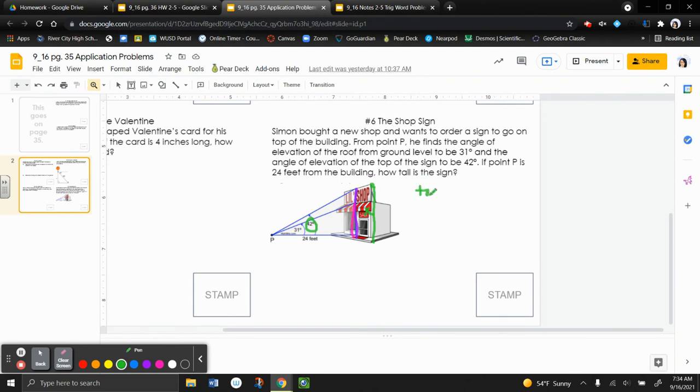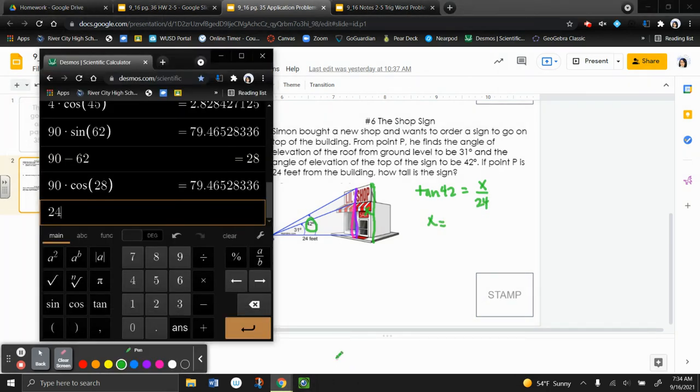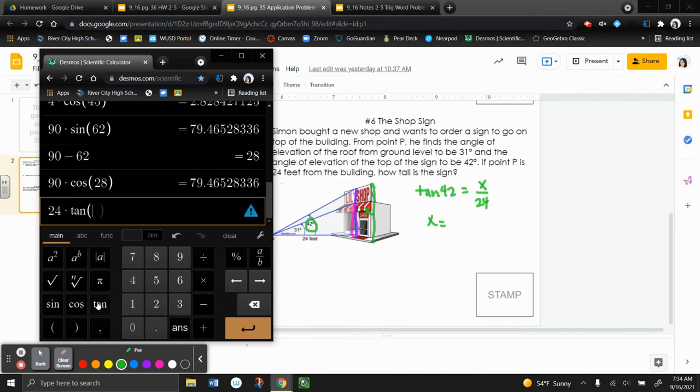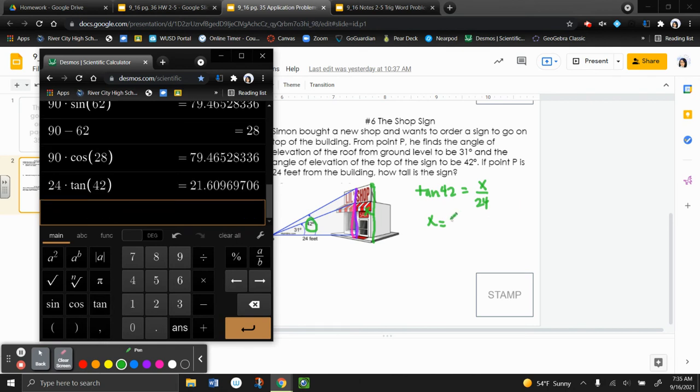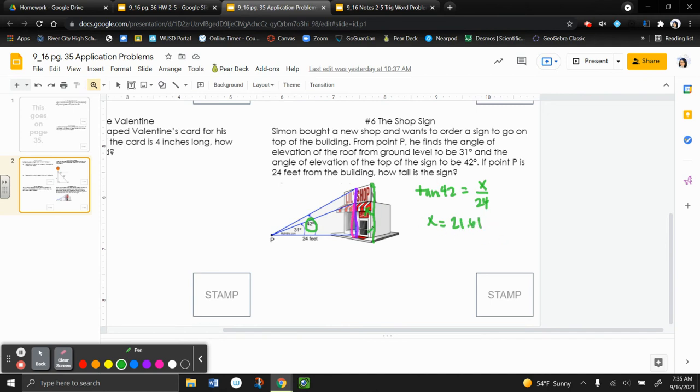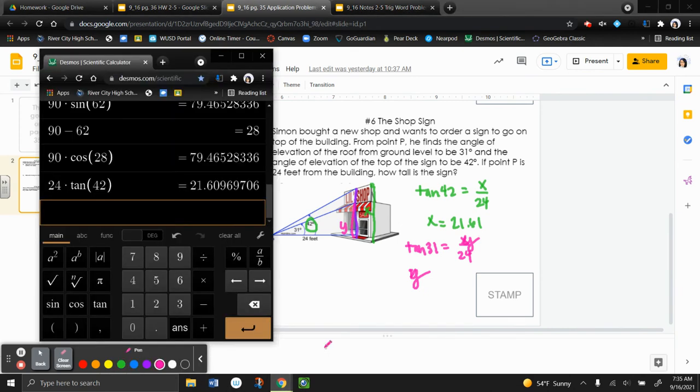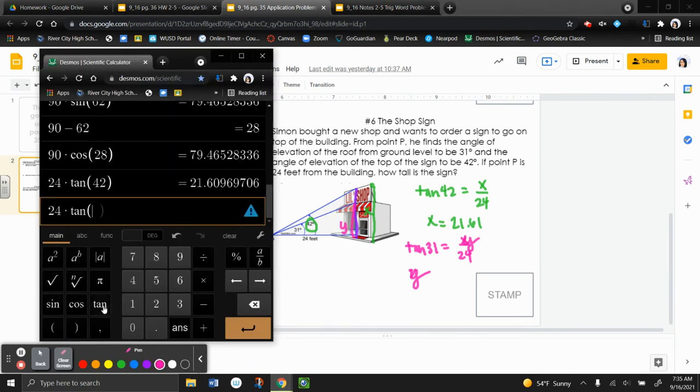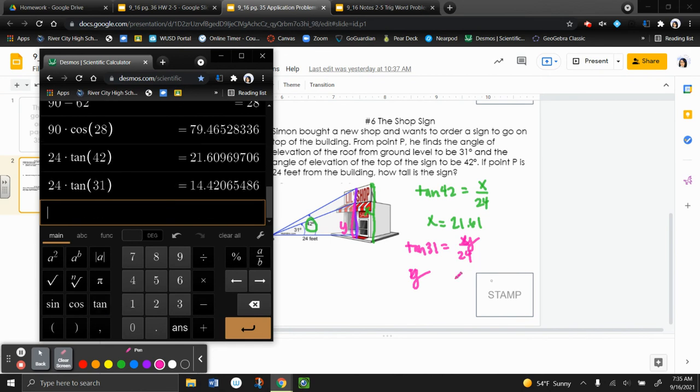So that's going to be tan. So x over 24. So we know we're going to multiply. So 24 times tan of 42, 21.61. And now I'm going to solve for y, which is the height of just the building. So that angle is going to be 31. Oops, I'm calling that y. So 24 times tan of 31, get 14.42.